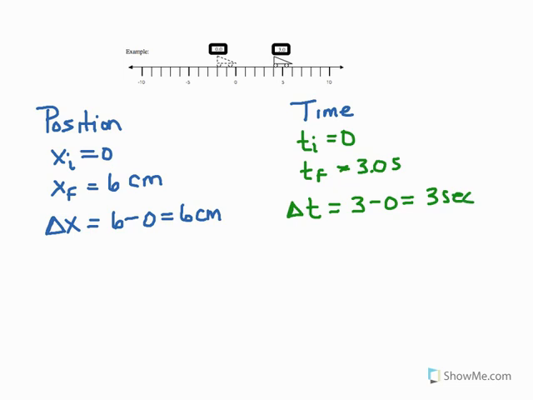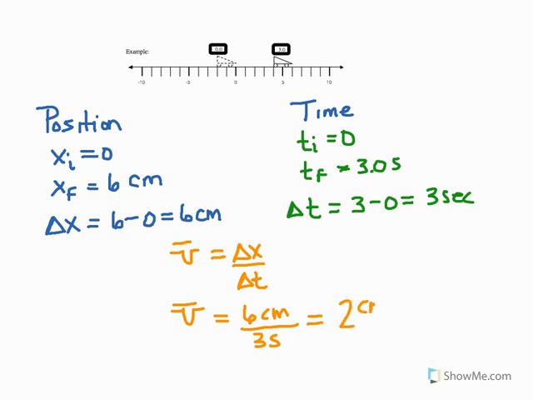Now, our definition of average velocity is the change in position over the change in time. So we need our delta x and our delta t. We put the little line above the v to represent average, because that's what we're looking at. So we'll plug in our displacement, which is 6 centimeters, and our time, which was 3 seconds. That gives me an average velocity of 2 centimeters per second.